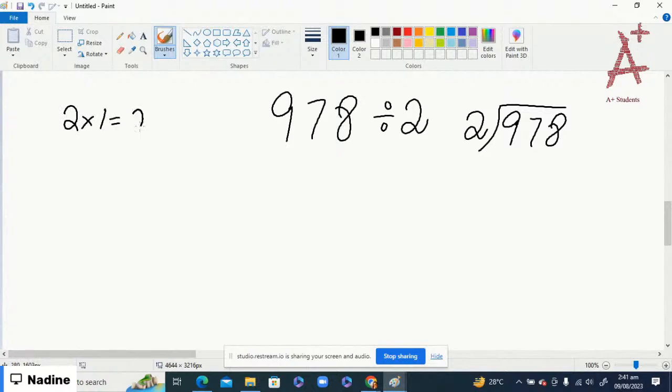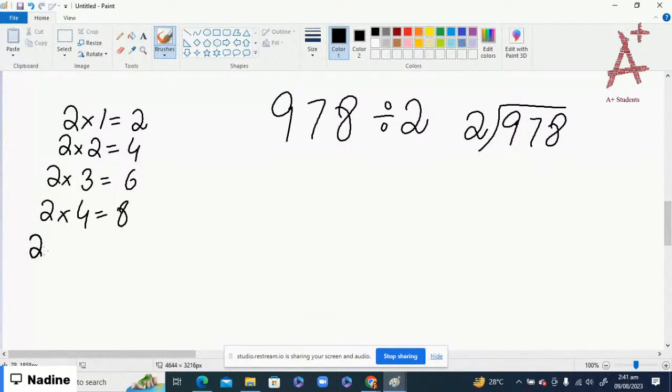Let's write the table of 2. 2 times 2 is 4. 2 times 3 is 6. 2 times 4 is 8. And 2 times 5 is 10. So which number we put? 2 times 5 is 10 or 2 times 4 is 8? Anyone? So here I'm going to put 2 times 4 is 8. Okay. Now let's subtract. So what's the answer when you subtract 9 out of 8? So as we know, there is only 1 here.